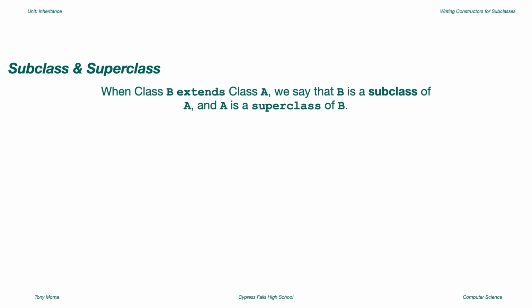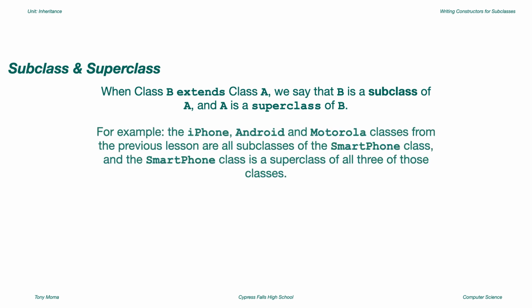Subclass and superclass. When class B extends class A, we say that class B is a subclass of A and that A is a superclass of B. For example, the iPhone, Android, and Motorola classes from the previous lesson are all subclasses of the smartphone class, and the smartphone class is a superclass of all three of those classes.